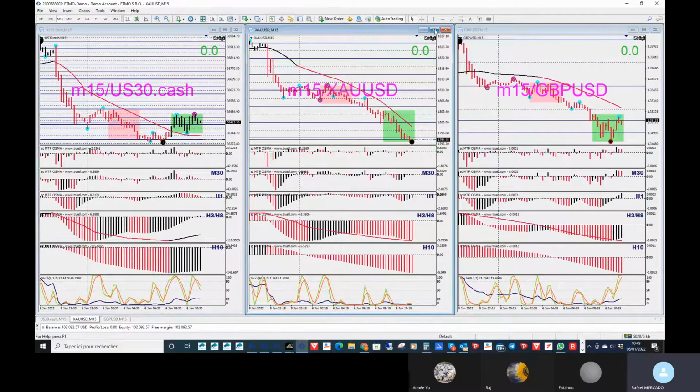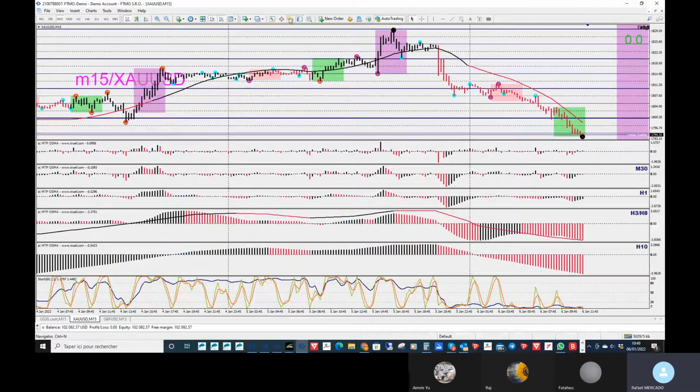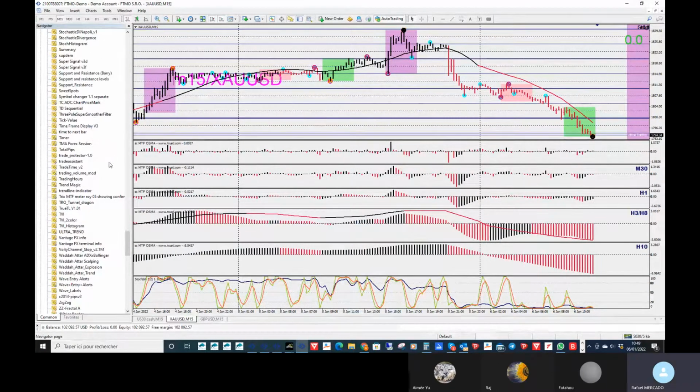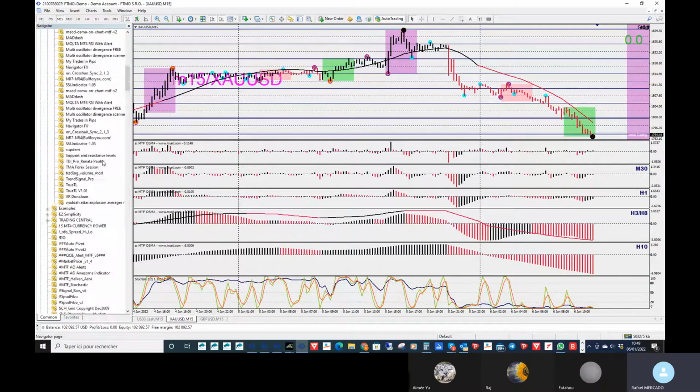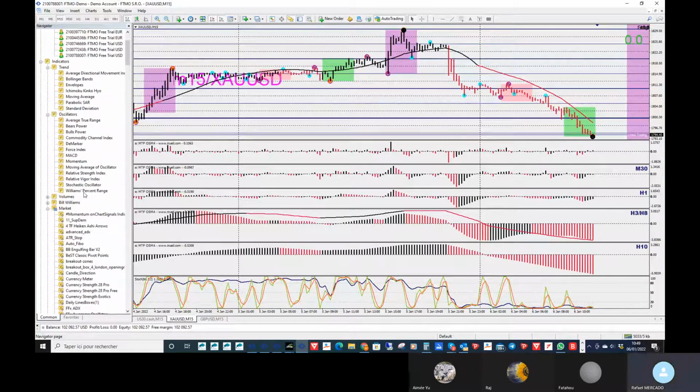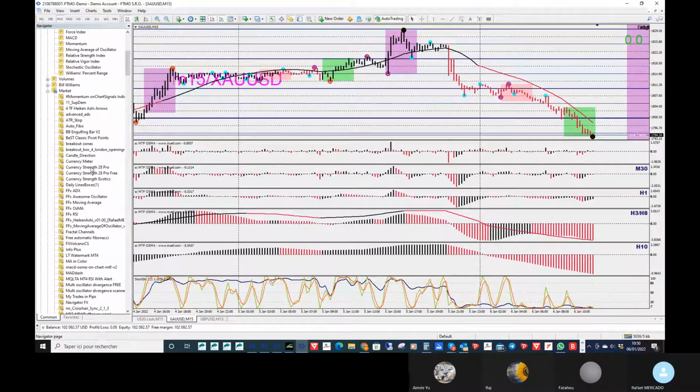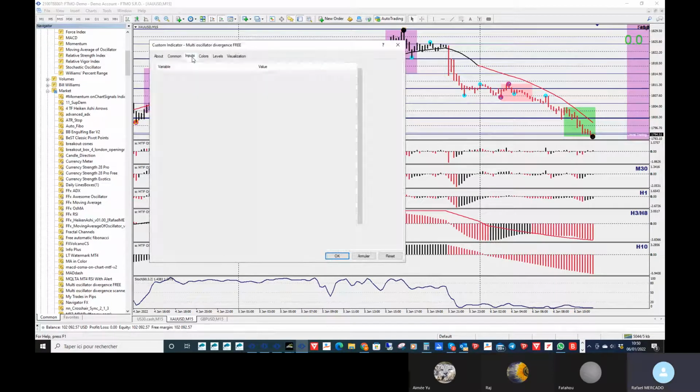I want to show you, Rajiv, before we close the session, a free indicator. It is called the multi oscillator divergence, free. Okay, so I'm going to take off the 5-3-2 here, and I'm going to drop this free indicator that you have to download from the market. And I'm going to set this to static.